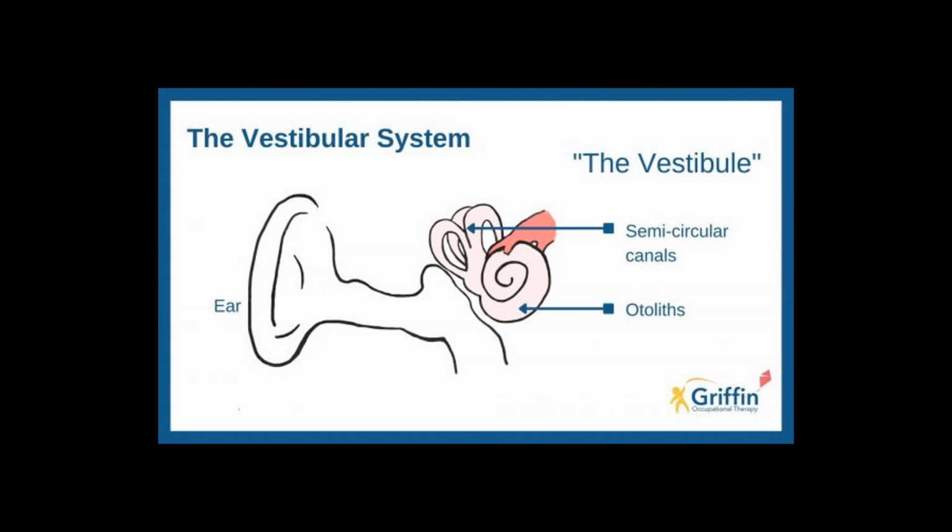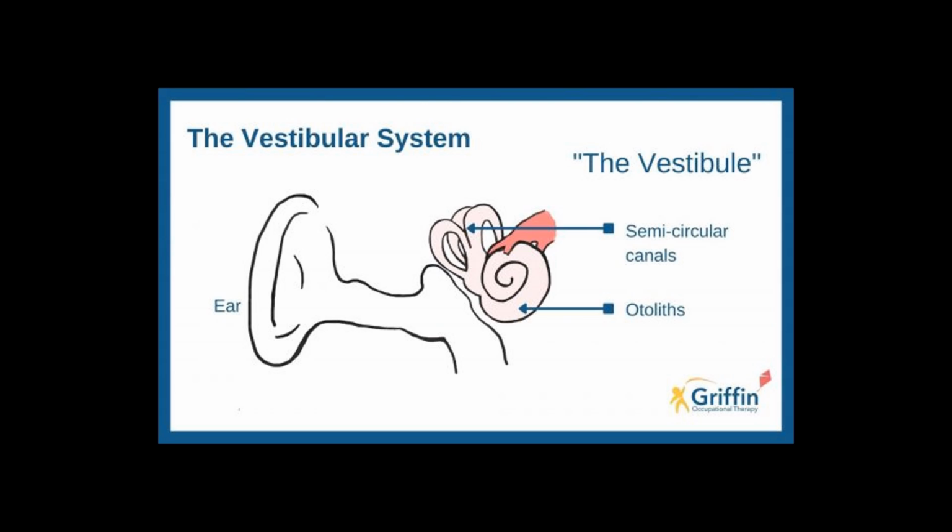Next, we have the vestibular system. This system is slightly more complicated than tactile. This is the system responsible for how our body gains information regarding balance and gravity. Within the ear is an area called the vestibule. There are semicircular canals which reside in this area, and these canals contain a fluid called endolymph.